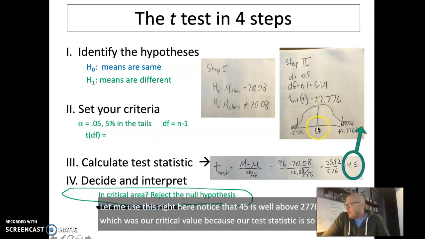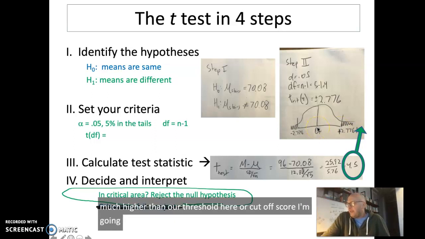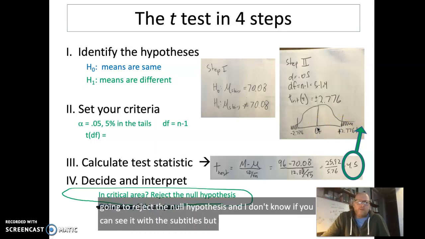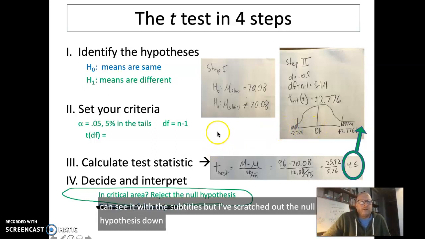All right, so again, I have provided an attachment in Moodle that shows you just this whole sheet of paper at once, so you can see how it looks when you do it by hand.